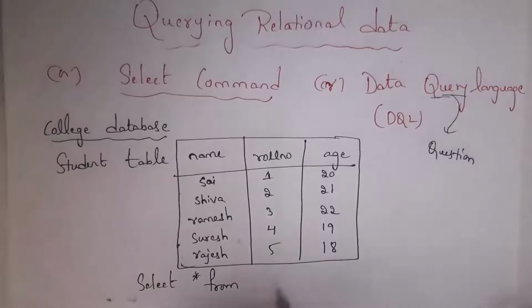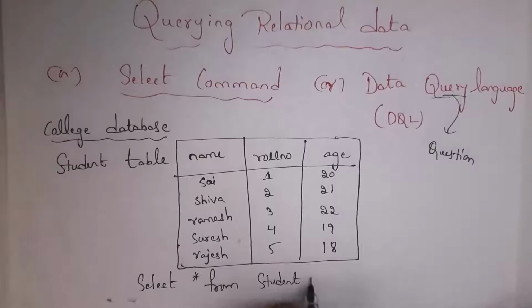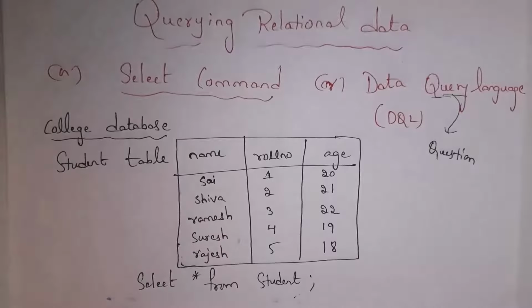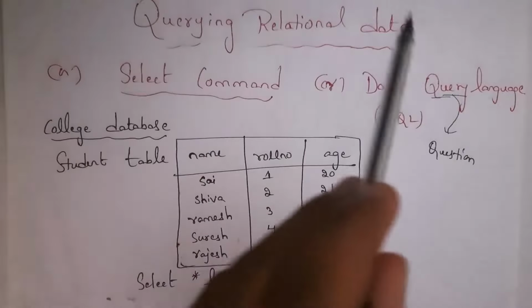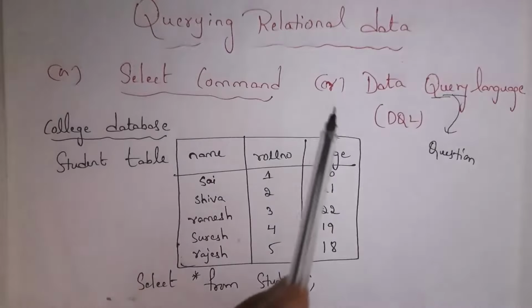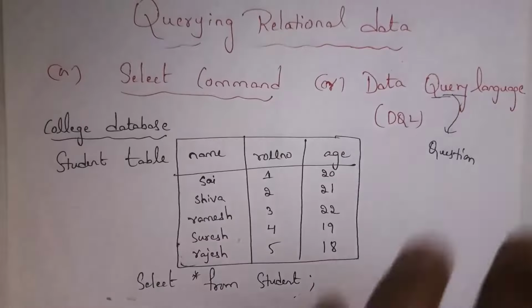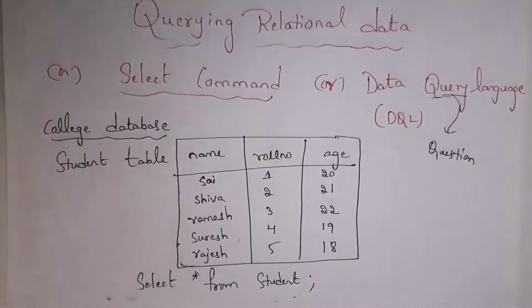So just write here select star from student and give semicolon. That means I am questioning my database to provide the complete student table as output. So query is nothing but question. By using select command we can question our database. That is why we call the select command as data query language. Guys, in exam you may get a separate question like explain querying relational data. So whenever a querying relational data or select command or data query language question comes in exam, then you need to explain in detail about the select command.